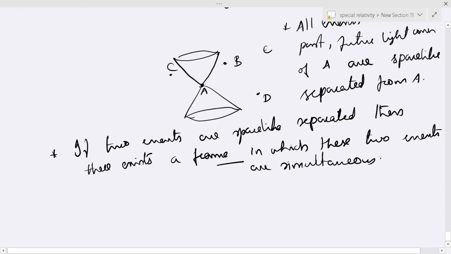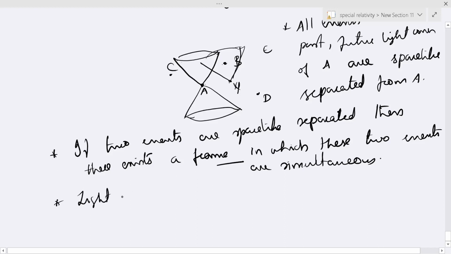Also, we see that the future of A is unique to A. If you take another point Y, it has a different future light cone, but their futures can intersect. But there are points where these futures cannot intersect also. So these are what we obtain as the structure of space-time. So there's always a frame in which these two events are simultaneous.